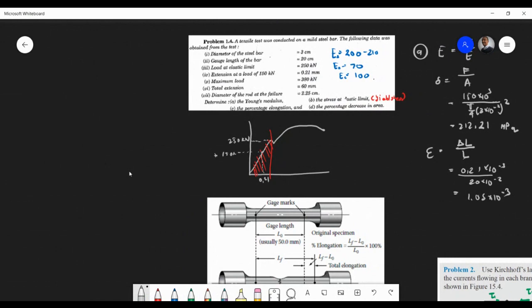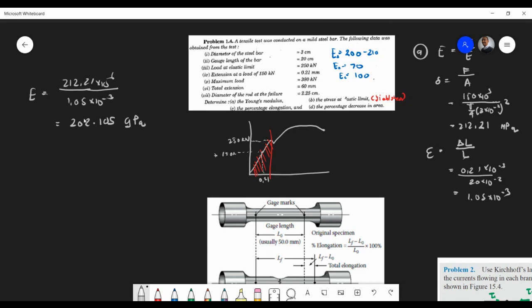So to find E, our stress is going to be 212 times 10 to the power 6, and this is going to be 1.05 times 10 to the power negative 3. And of course, over here, we can just divide that. We should get the answer in gigapascals, and we should get 202.105 GPa. So it falls in the range of steel.